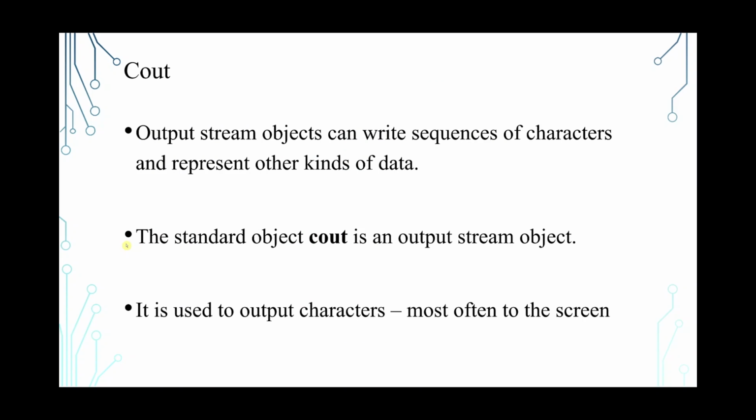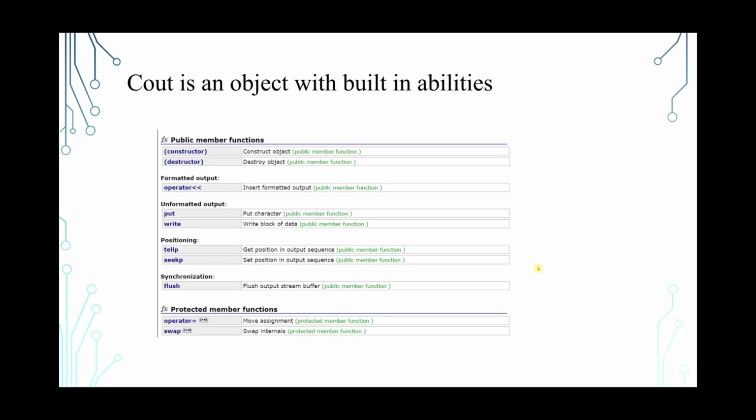So cout, on the other hand, is an output stream object. Output stream objects can write sequences of characters and represent other kinds of data. It's used to output characters, most often to the screen, the console. And cout also comes with some abilities, like using the insertion operator, and having put or write.